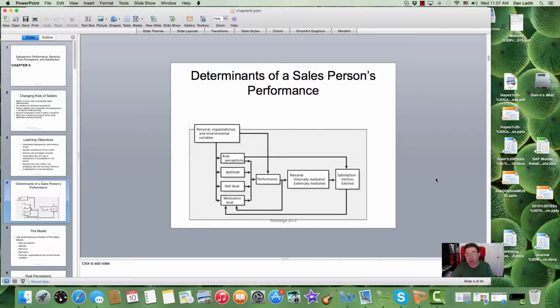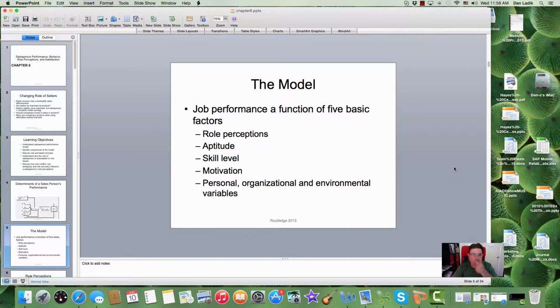Now, when we look at the model, I apologize for this model. It's messy, it's complicated. There's too many arrows going in too many directions. But basically, when we think about performance, we look at performance under these 5 basic factors: role perceptions, aptitude, skill level, motivation, and there's some personal, organizational, and environmental variables, right?